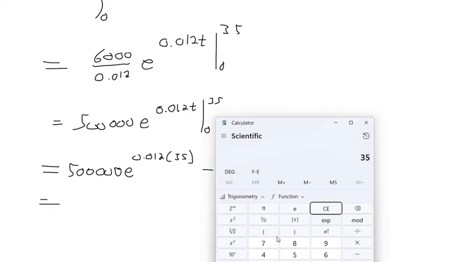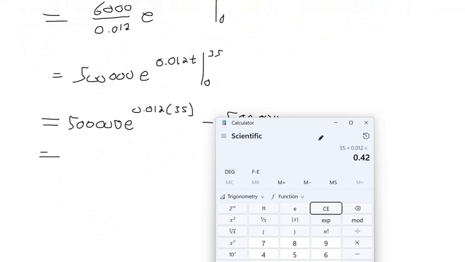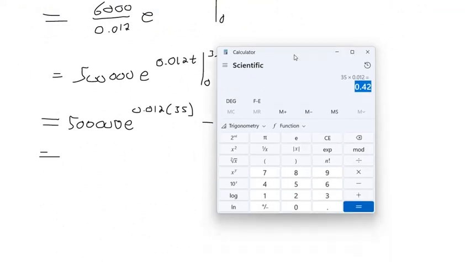So 35 times 0.012. Wait, did I get that right? Yeah, that is 0.42. So we want to put that on top of a power of e, so I'm going to hit my e button. That's e, the exponential constant. Raise that to the power, and times 500,000. Oh, I did 5 million. So times 500,000.